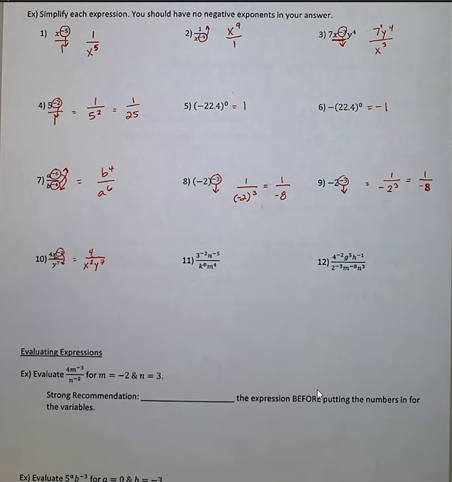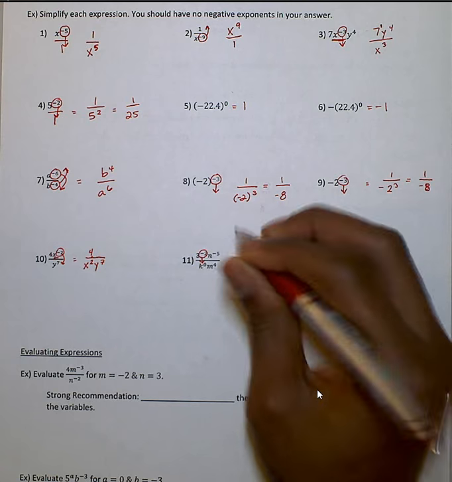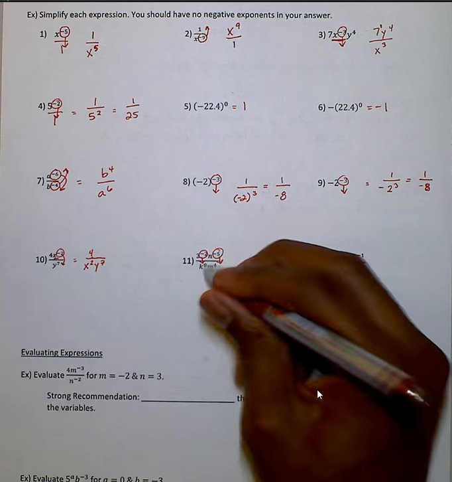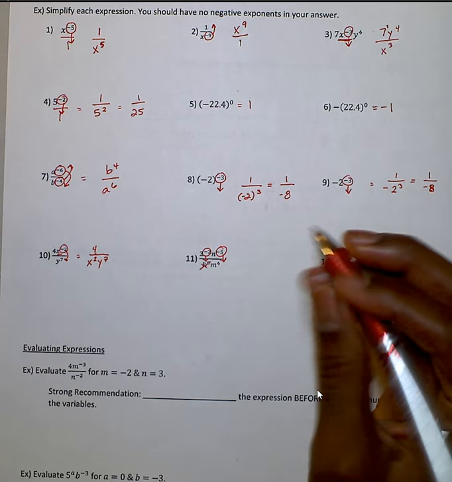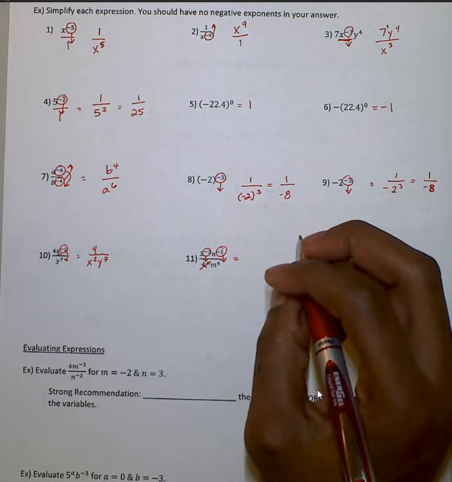Okay, number 11. Now these problems look tricky, but the best technique that I have for it is just doing exactly what we've been doing for every other problem. Look at everything individually and one at a time. So I have 3. Its exponent's negative. It needs to move. I have n to the negative 5th. Its exponent's negative. It needs to move. I have k to the 0. Well, that's just 1. And I have m to the 4th. It's fine. It's positive. It stays where it's at.